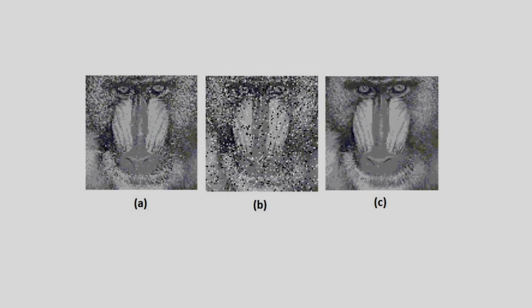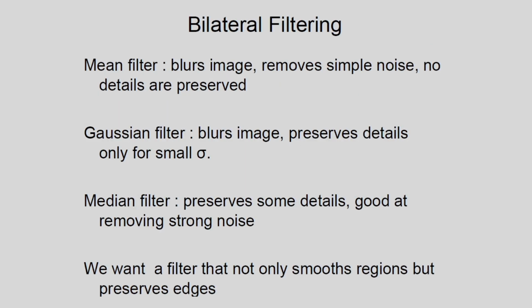And again here I have shown an example of the median filter. The first one is the input image, and in the second one I am considering the salt and pepper noise. All the pixels are not affected by the salt and pepper noise. After this I am applying the median filter, and this is the output of the median filter.